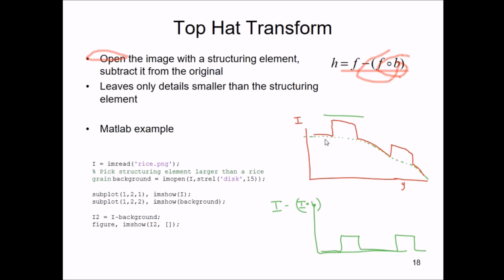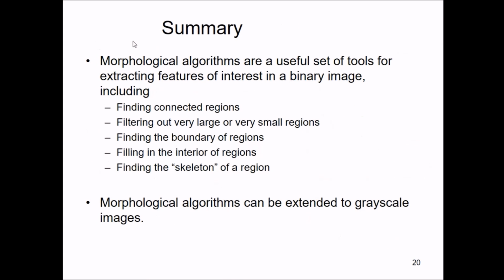So this was the actual figure, and we find this opening. We get this dotted green one, and when we subtract, we get only these hats. These are the top hat transform. This is an example with the famous rice image. We take a structuring element, find the background, and subtract it from I. This gives us the proper top hat transform result.